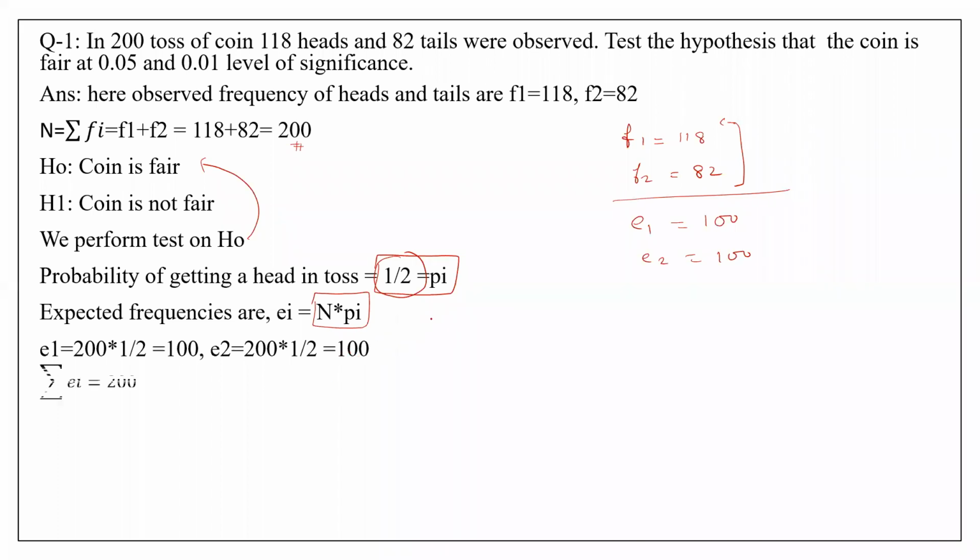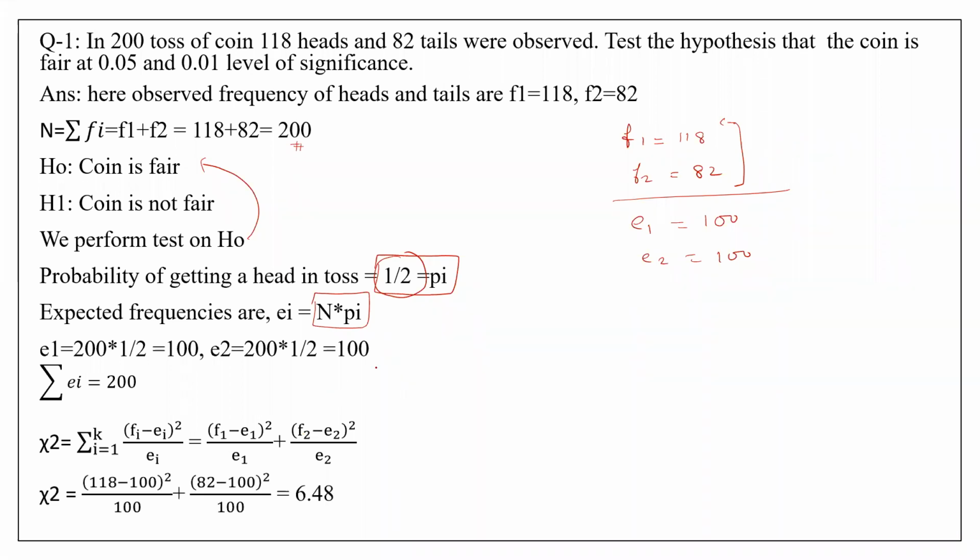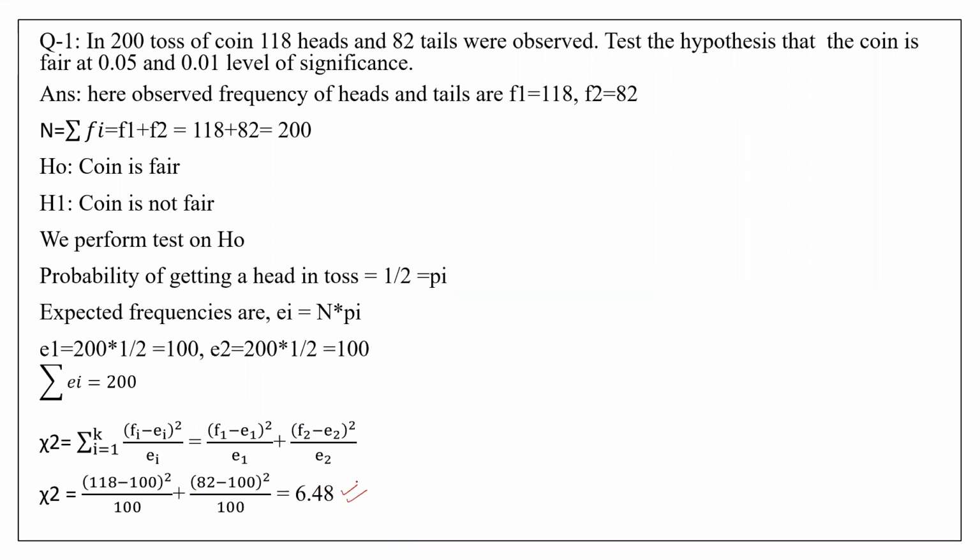So now we can use our chi-square formula, which is Fi minus Ei whole square by Ei. Because we have two frequencies, this will become F1 minus E1 whole square by E1 plus F2 minus E2 whole square by E2. Just put the values down there. When you put the values, 118 minus 100 whole square by 100 and so on, you can see you have got the value 6.48.